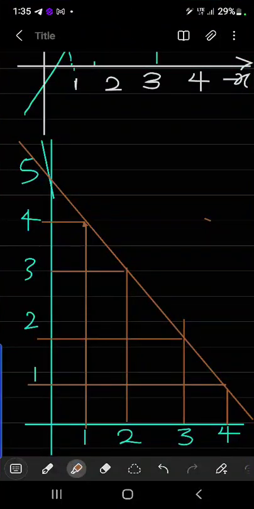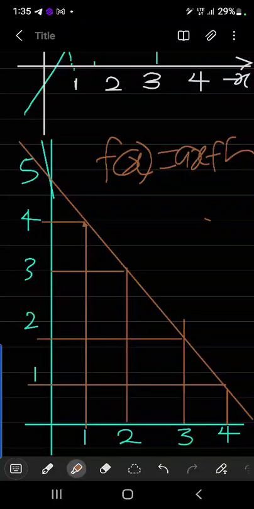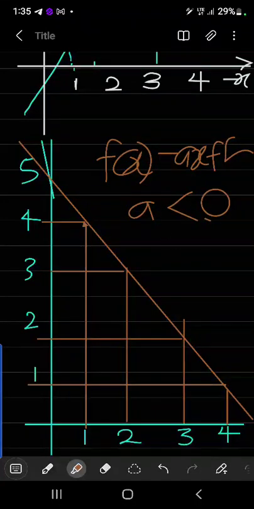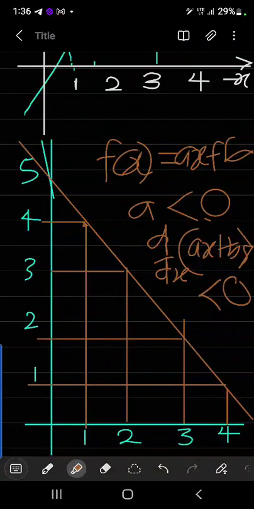And I'm so sure that will be a function like this: f of s equals as plus b, where a is less than 0. And another thing, the derivative of this kind of function will equally be what? Will be less than 0. That it will be negative. Are we together here? Please note that about linear functions.